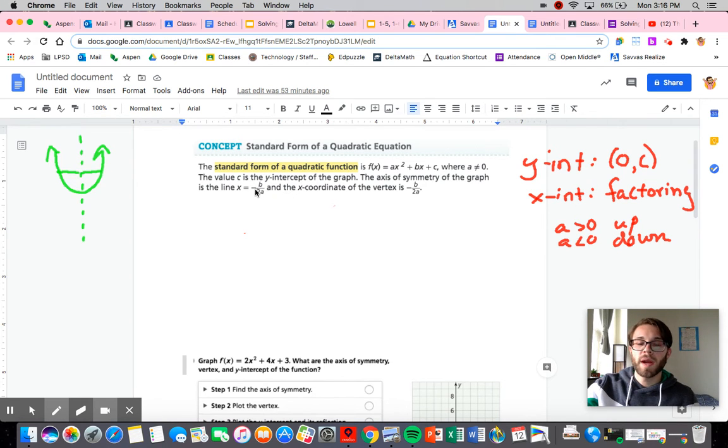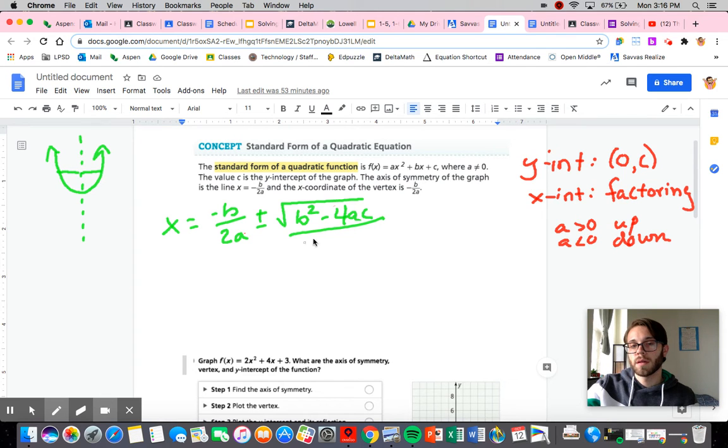All right, so where does this negative b over 2a come from? Well, to answer that question, I want you to think about when we were solving to figure out the quadratic formula, and we were completing the square. At a certain point, we got to this step: negative b over 2a plus or minus the square root of b squared minus 4ac, all over 2a.